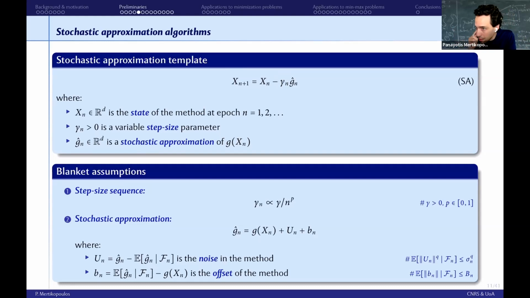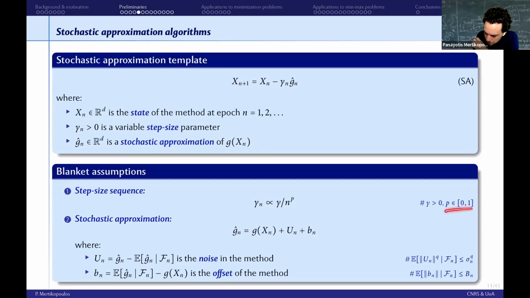We will explain the differences with SGD and why this is a considerably more general template. But first of all, in terms of the step size, the assumption that we'll be making is that it is of the form gamma over n to some power.